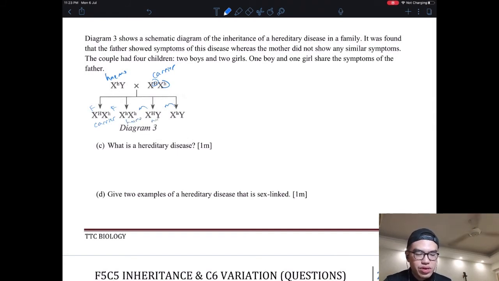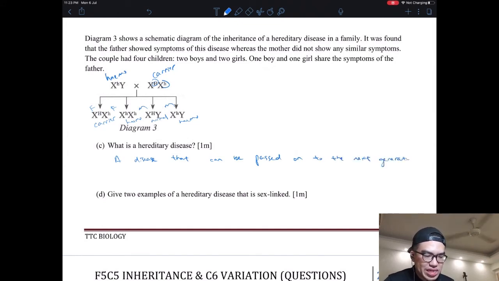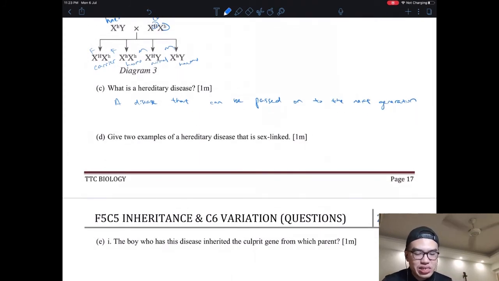What is hereditary disease? A disease that can be passed on to the next generation. Give 2 examples of hereditary disease that are sex-linked. First you have hemophilia, and then color blindness. Albinism and so on are inherited, but they are not sex-linked, so don't get confused there.